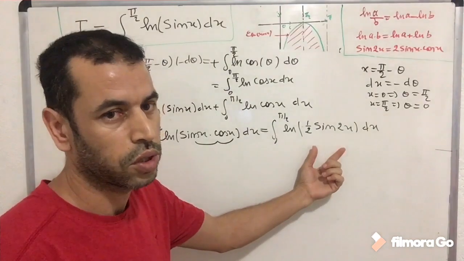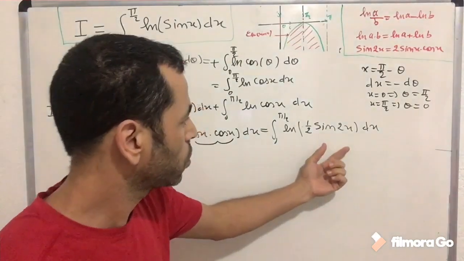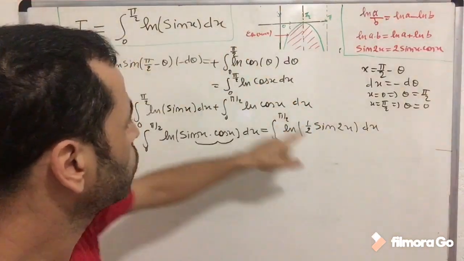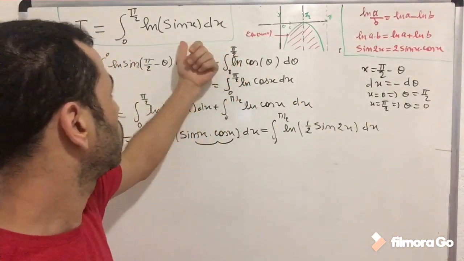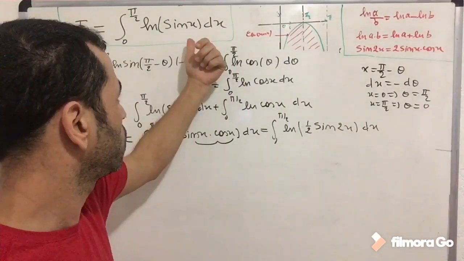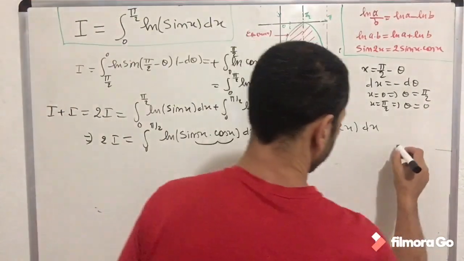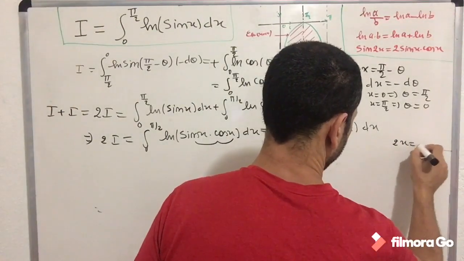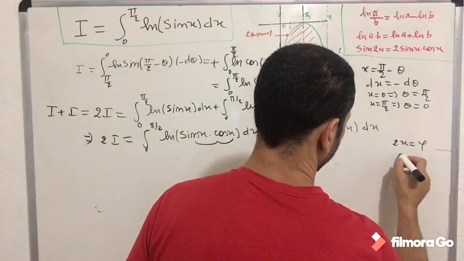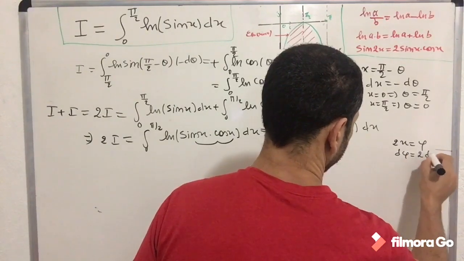We are not going to leave it like this. We are going to do the substitution again a second time, because if you take a look here, you have 2x, and here you have x. To go back to the original function, which is sine x, let's put 2x equal to phi. Let's differentiate this: d phi equals 2 times dx.